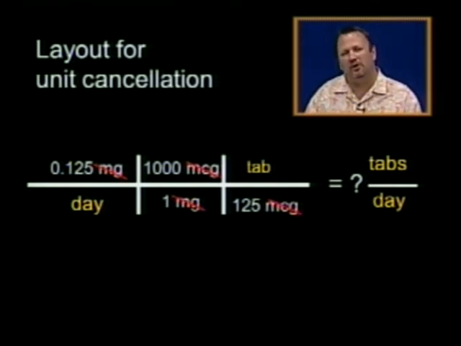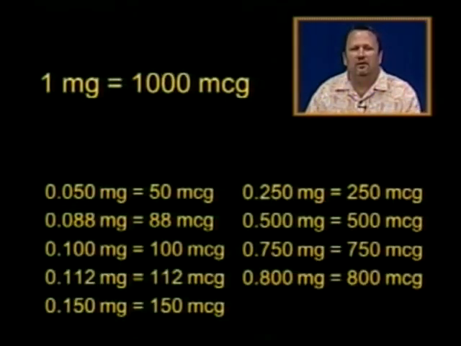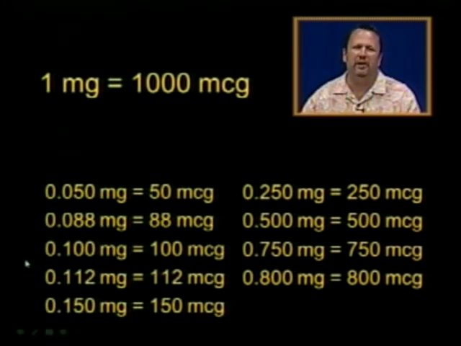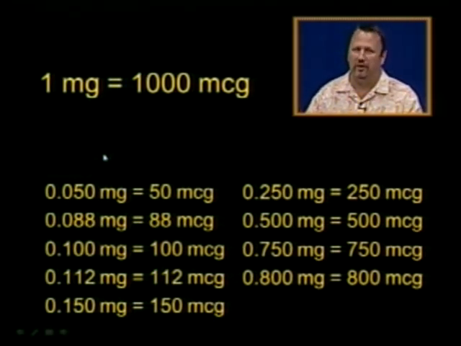And so now my numbers are laid out exactly where I need to be. And if you take 0.125 and multiply that times 1,000 and divide it by 125, you end up with 1. 0.125 milligrams is the same thing as 125 micrograms. 1 milligram is 1,000 micrograms, and these are standard conversions that you need to be able to do. So you guys really need to be able to convert milligrams to micrograms in your head with no problem.